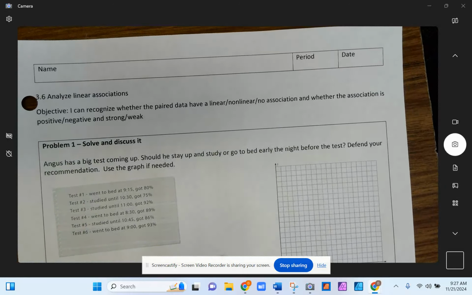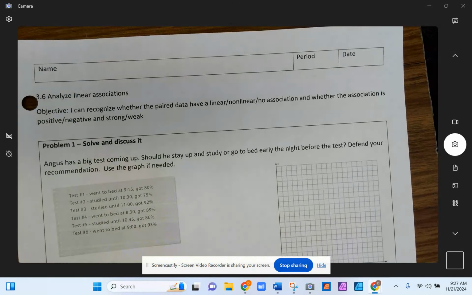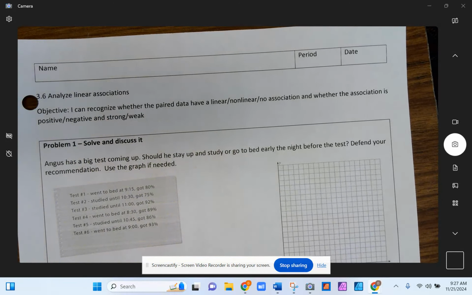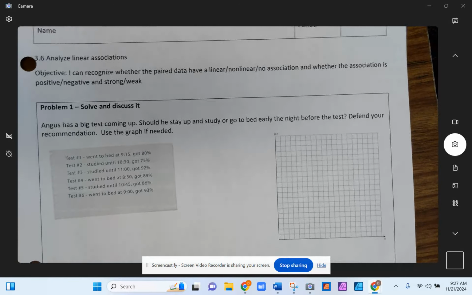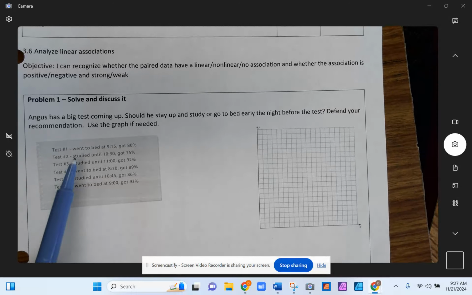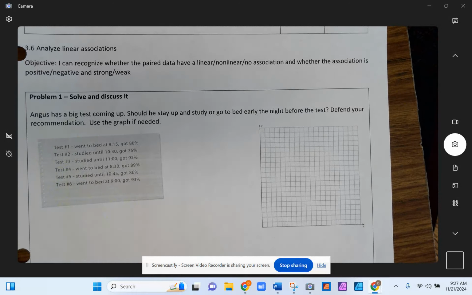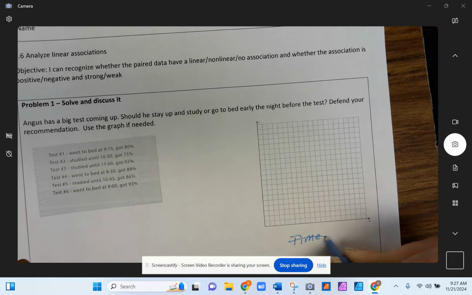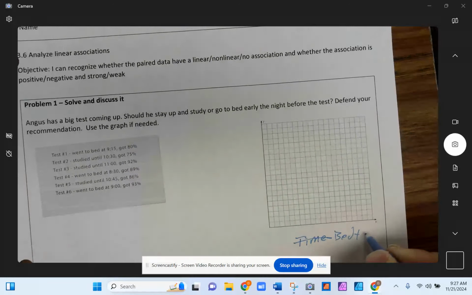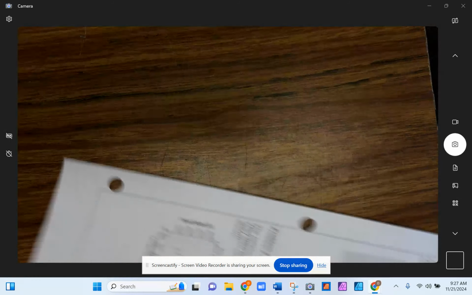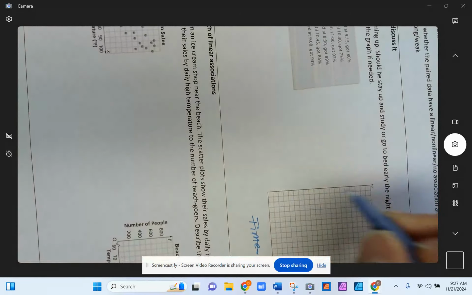And then we're going to talk about whether it's linear association, no association, or nonlinear, and then whether it's positive, negative, and strong or weak. So a few different things here, but it's fairly easy to understand. For this one, I'm going to do bedtime on our x-axis, going by 15 minutes, and then test grade on the y-axis.